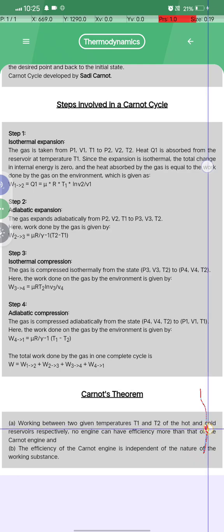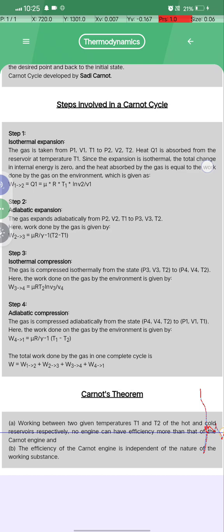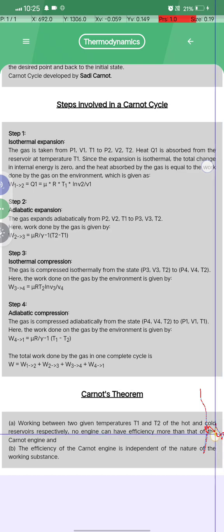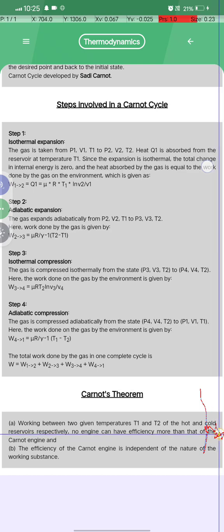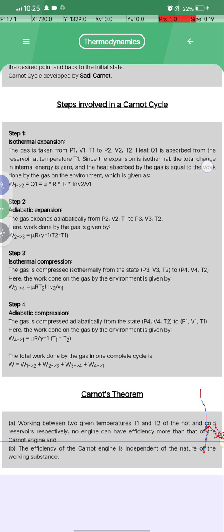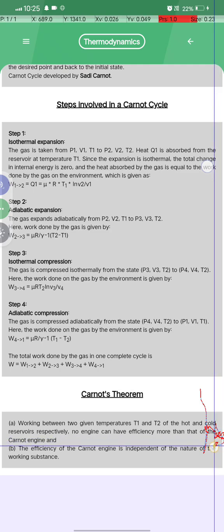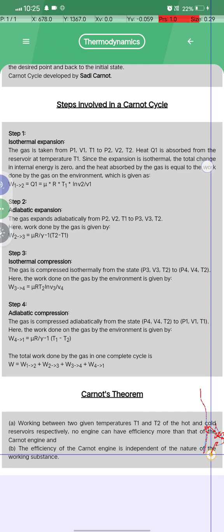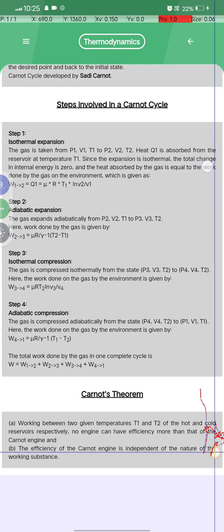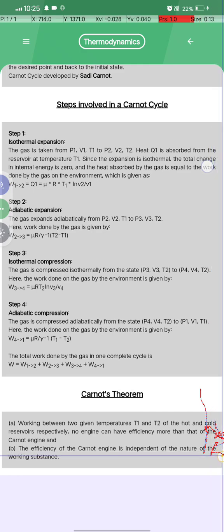अब Carnot theorem क्या कहता है? A number: the engine working between two given temperatures T1 and T2 of the hot and the cold reservoir respectively, no engine can have efficiency more than that of the Carnot engine. And B number: the efficiency of the Carnot engine is independent of the nature of the working substance.